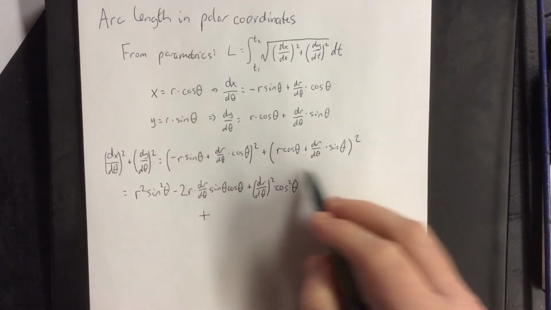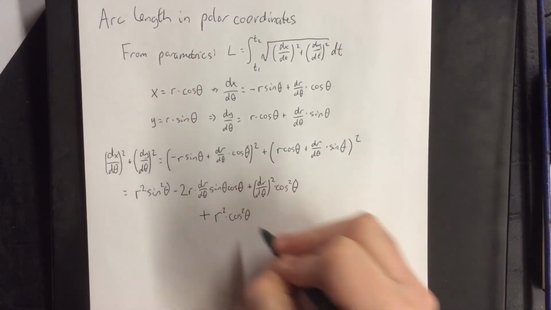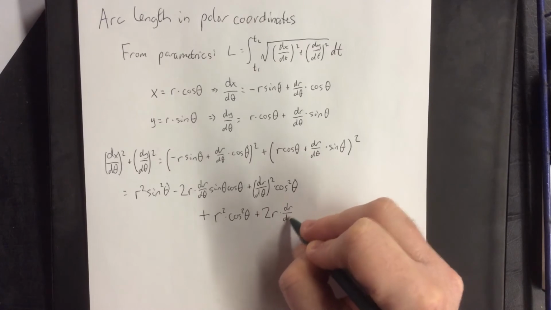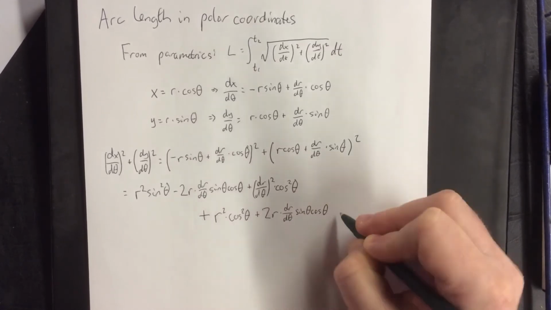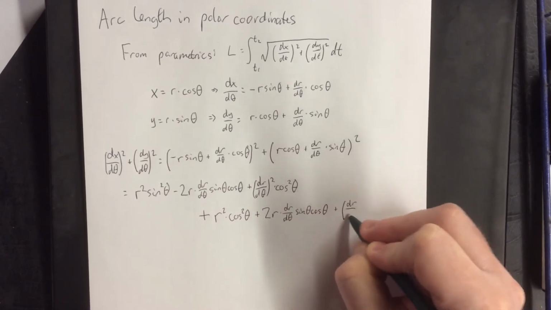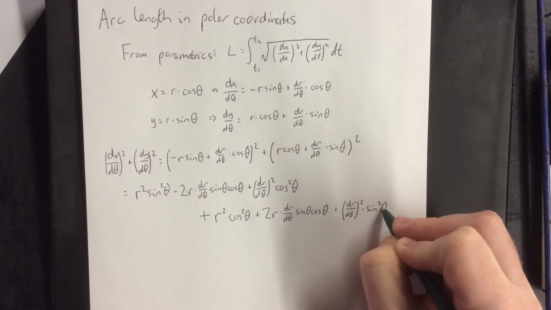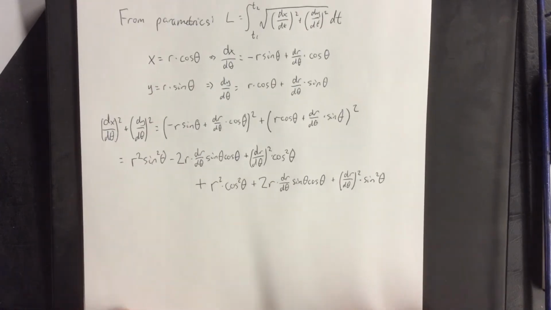Now I'm going to expand this set of parentheses in a similar fashion. And this will be r squared times the cosine squared of theta plus 2r dr d theta sine theta cosine theta plus dr d theta quantity squared times the sine squared of theta. Now, if that just doesn't look like the most fun formula that we derived today, I just don't even know what's going on. There is some great news as far as this is concerned, though.